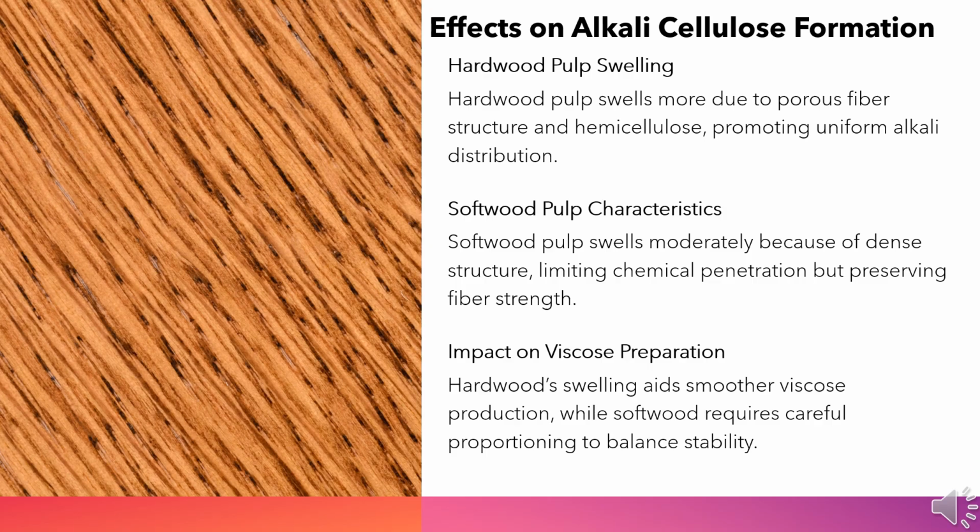Swelling behavior plays a critical role in steeping and alkali cellulose formation. Hardwood pulp demonstrates superior swelling due to its porous fiber structure and hemicellulose composition. This results in uniform alkali distribution and enhances accessibility during subsequent xanthation reactions. Softwood pulp exhibits moderate swelling, mainly due to its dense structure, which restricts chemical penetration. While this reduces reactivity, it helps maintain stronger fiber integrity.